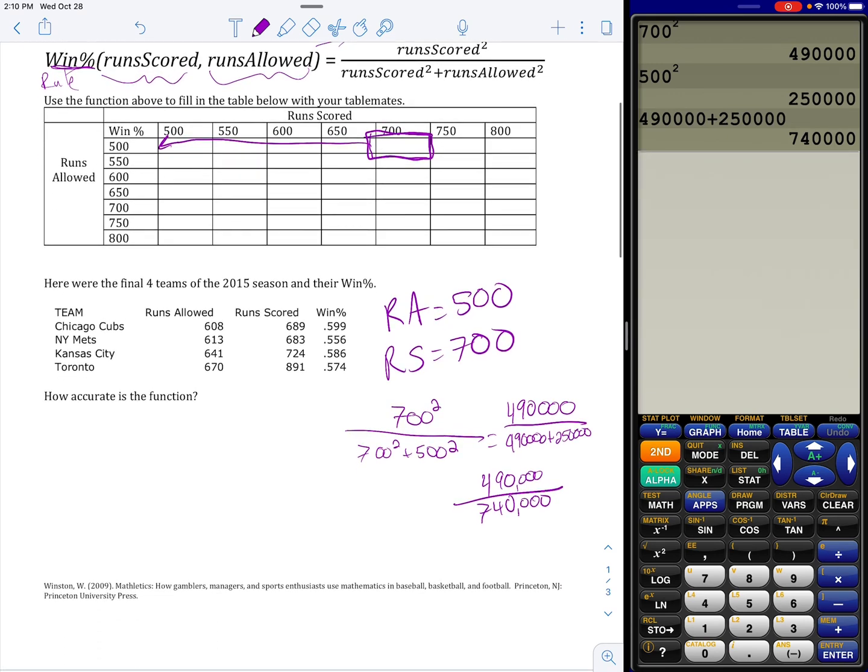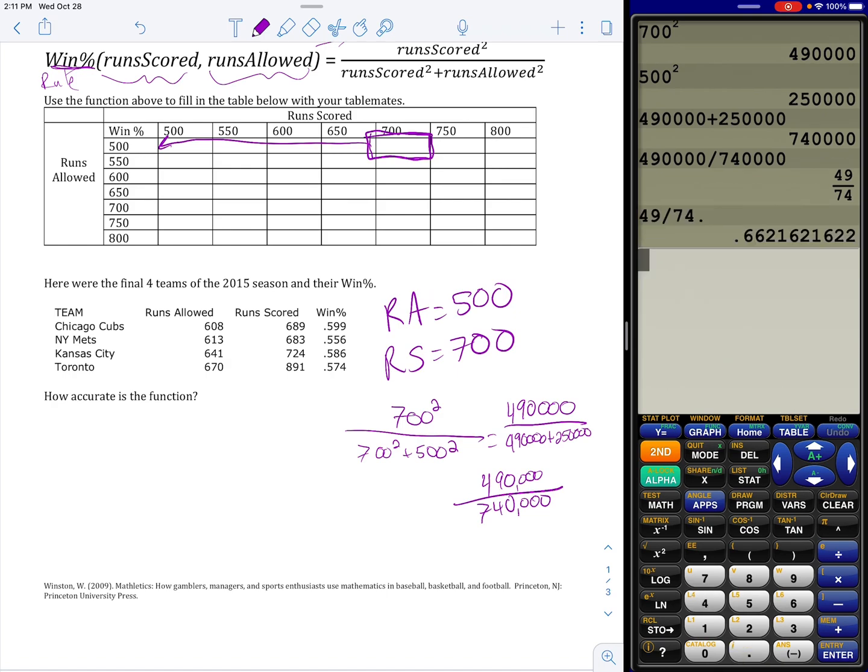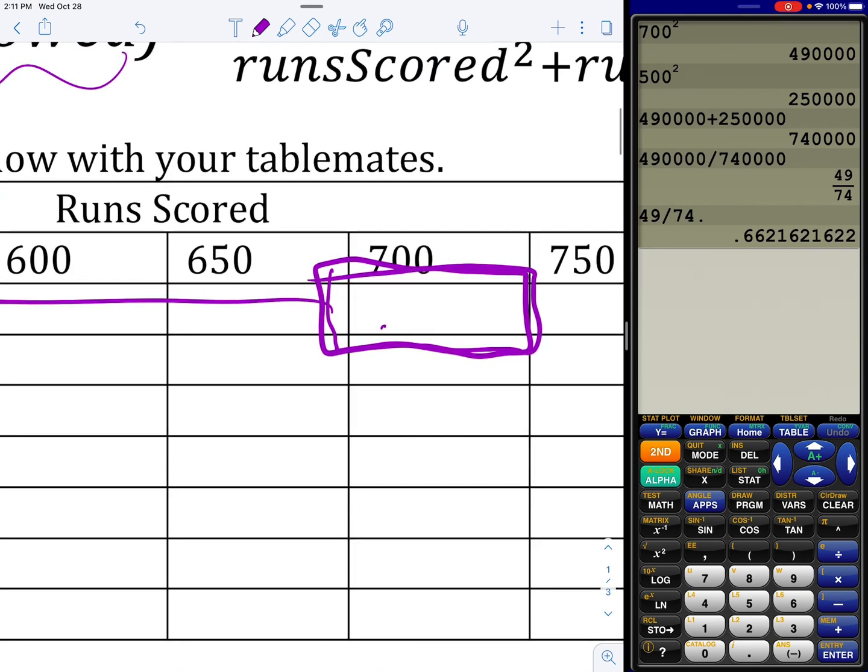And sports, for some reason, they always do their percentages to 3 decimal points. So let's do 490,000 divided by 740,000. I don't know if the MCA calculator will do that, but if I throw a decimal point in there, it tells it I want it as a decimal: 0.662. So this value is going to be 0.662.